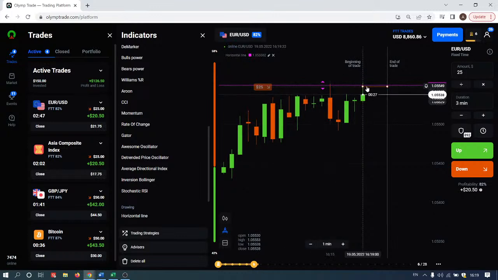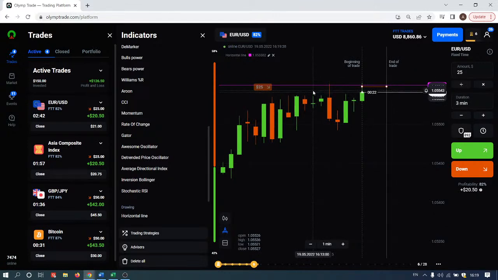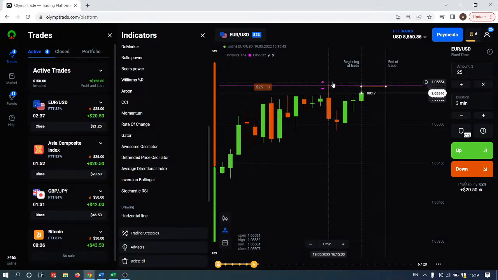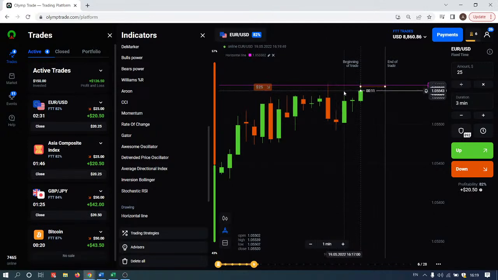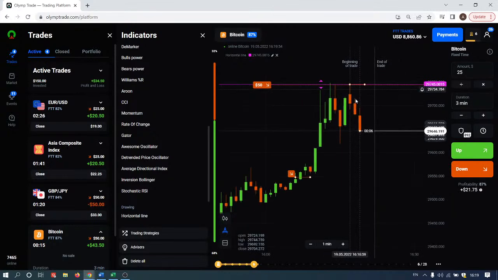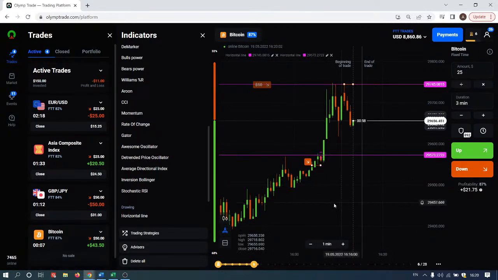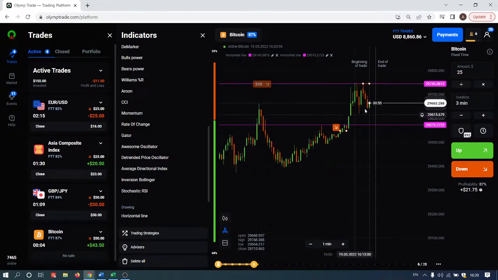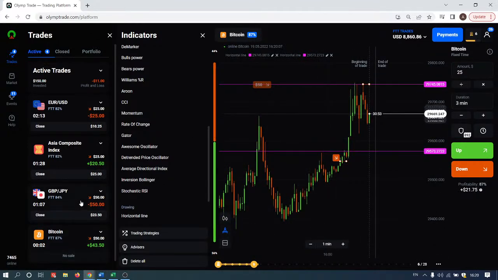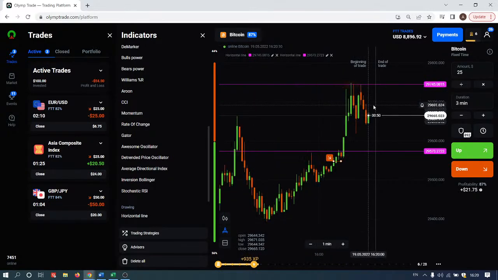So we see 1, 2, 3, 4, 5, 6, something like 6 or 7 candlesticks touched this area, and we had this little false breakout with this candlestick shadow, and now we are back under this line. So that's why I opened the trade down. Yes, this was a confirmation, and this is a perfect illustration of this strategy.